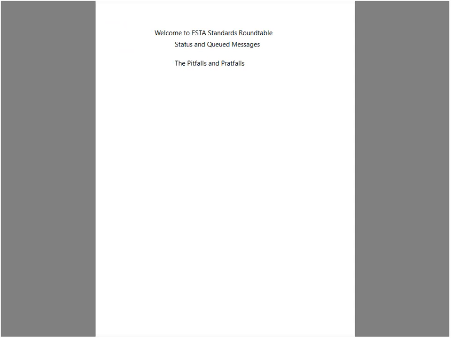So, the view of status and queued messages is very different depending on if you are a controller or a responder. Responders only have to do it one way. Controllers have to be aware of all of the different ways that responders might implement it. So, let's start out with a little bit of a discussion of what are status and queued messages and why would you use them.